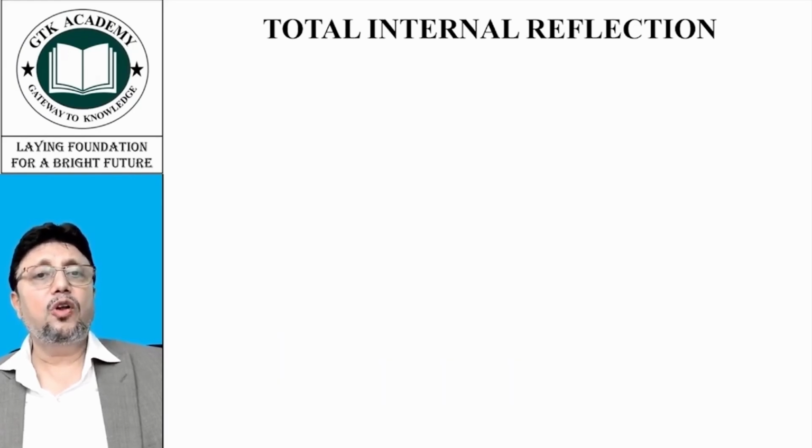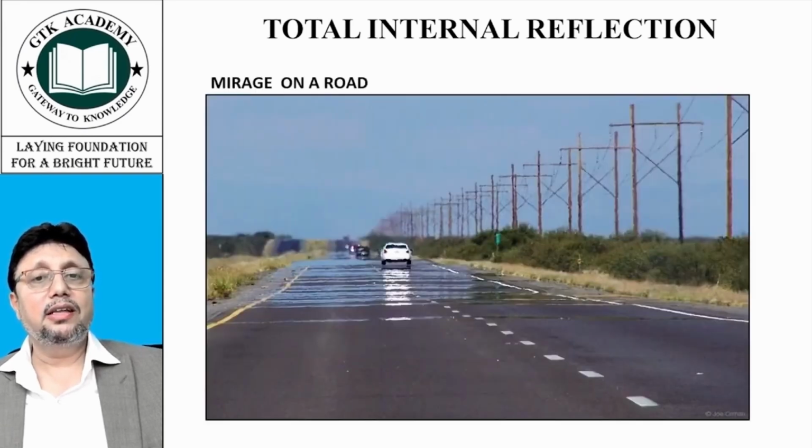You can also see this phenomena, or you might have seen it in your cities when you travel on a highway like this. The bitumen road is quite hot, and the layer of air near it becomes hot, and hence it serves as a rarer medium.